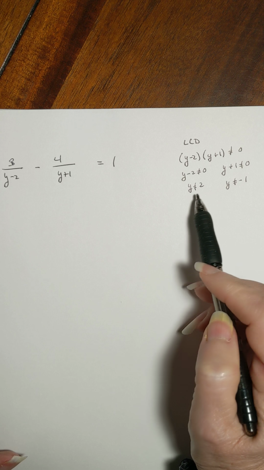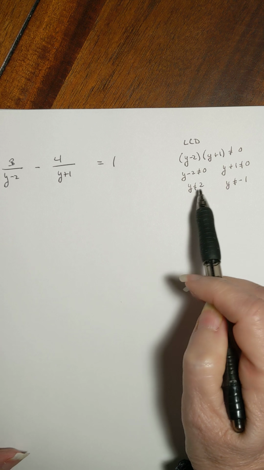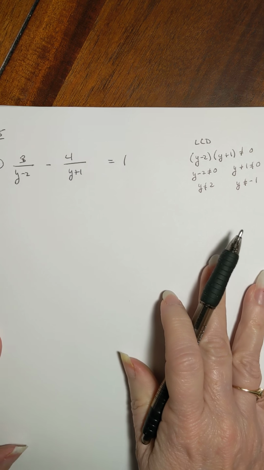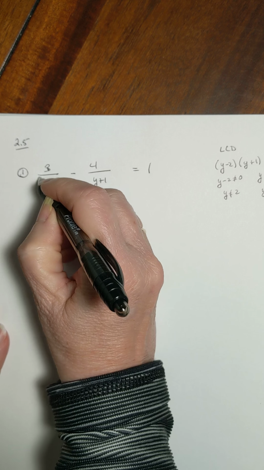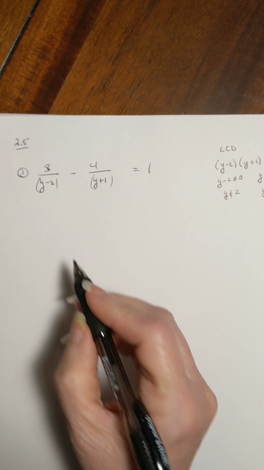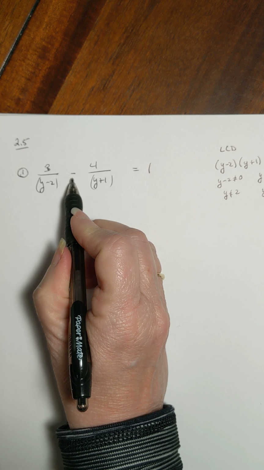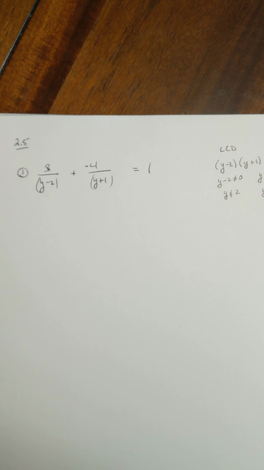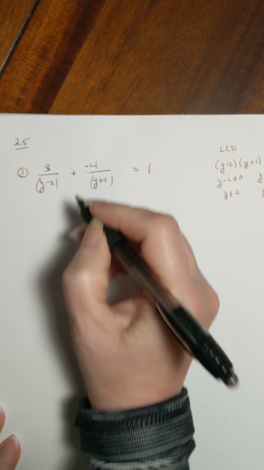Now the only reason you have to know that is because if your answer comes out to be one of those two answers, then you have to discard it, and it's not any good. So now what I want to do is make all of my denominators the same. Now before I do that, I notice that this is subtraction. So I'm going to take this negative and put it up here with the 4, because these problems can get kind of messy, and that negative can kind of get lost. So I always like to take the negative and put it up with the 4, with the numerator.